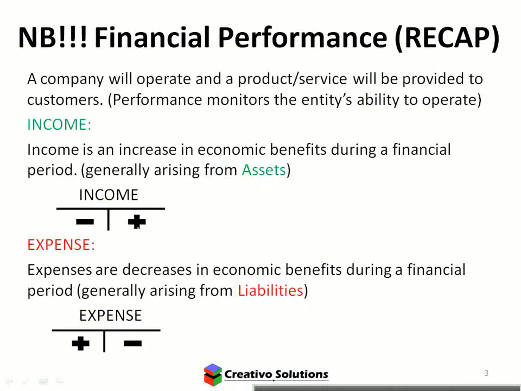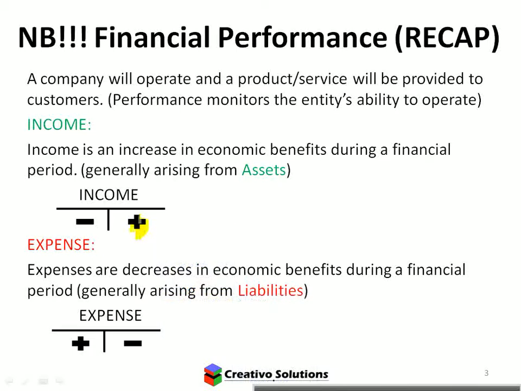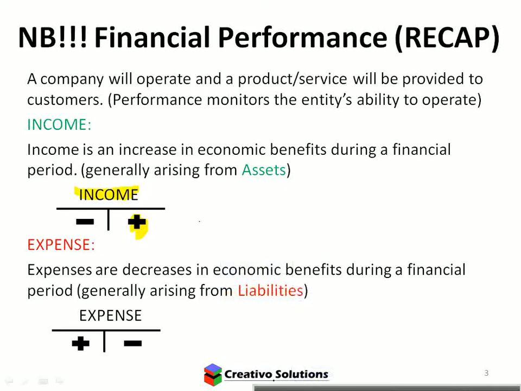We also spoke about income and expenses. Income increases over here, credit side, and the definition was an increase in benefits. So if you end up with more today than you did yesterday, that's income. Right? So if you earn rent income or dividend income or interest income, that would be an income, something that you've increased in terms of benefits. And the expense would be the opposite, a decrease in benefits.